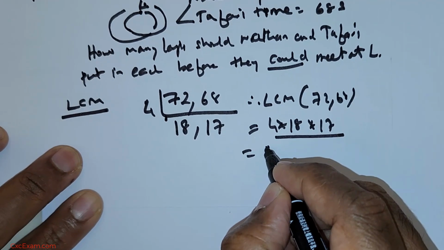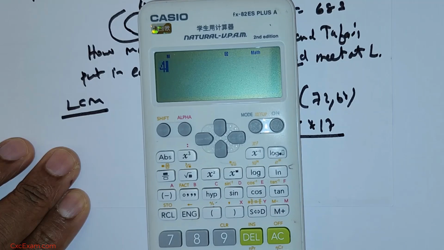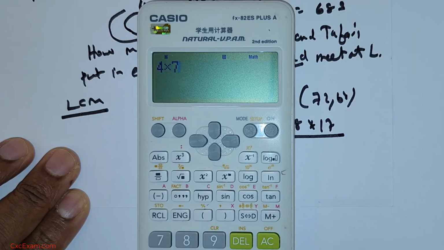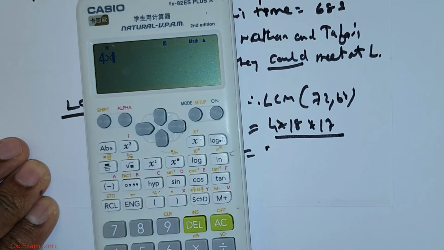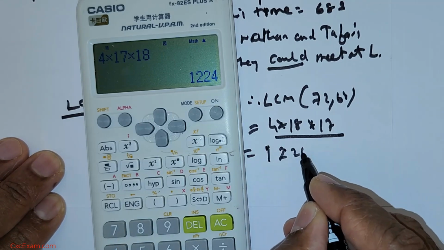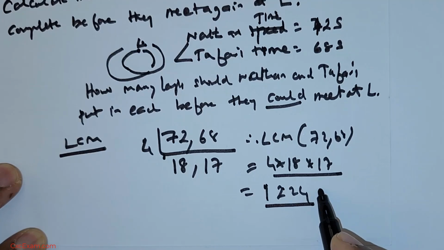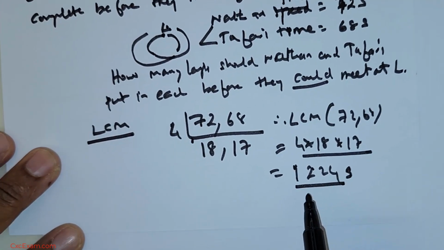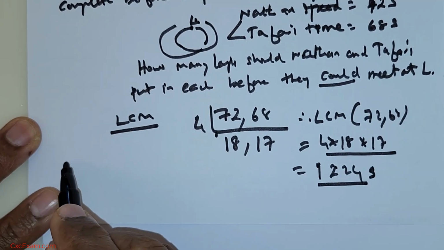You got to multiply, so let me show you the multiplication. 4 times 17 times 18. So what do you get? 1224. So what is the meaning of this? This is the time that each of them will have to put in on the track before they could meet. So how does this convert into the number of laps?